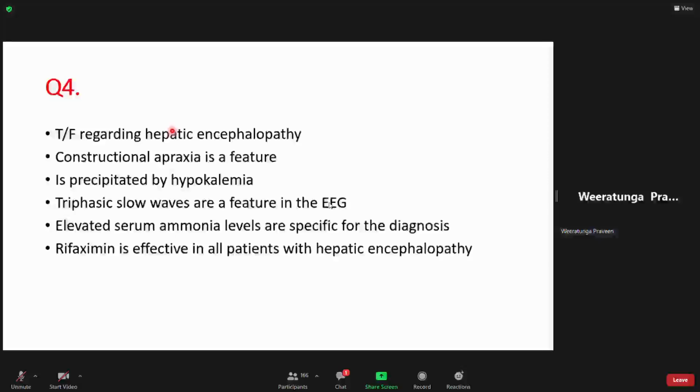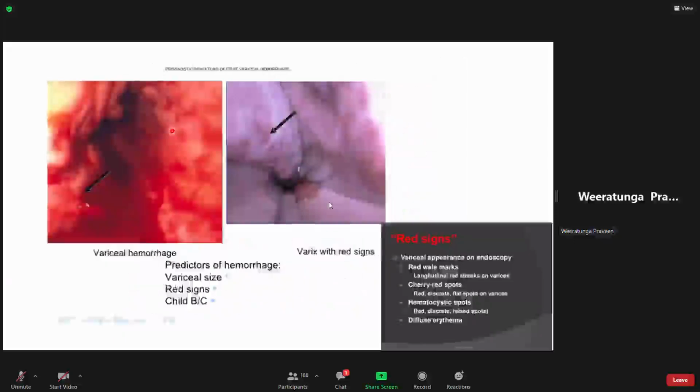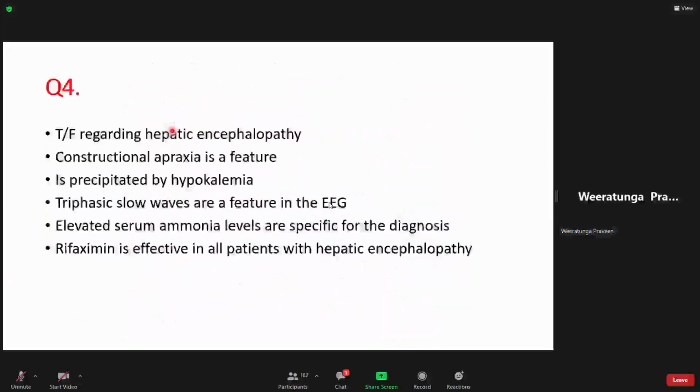Hepatic encephalopathy can be precipitated by a lot of things, essentially electrolyte imbalances, especially hypokalemia. So the second statement is true. Infection, gastrointestinal bleeding, overaggressive diuresis and dehydration. These are some of the common precipitants: diuresis and dehydration, electrolyte changes, hypokalemia and hyponatremia, gastrointestinal bleeding, infection. All of these can precipitate hepatic encephalopathy.